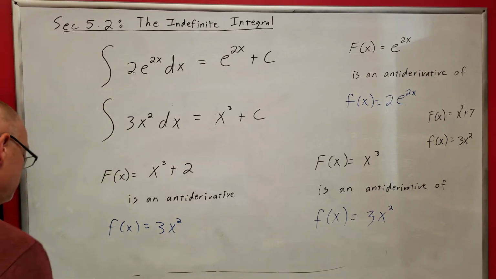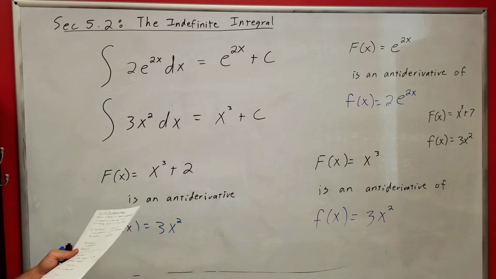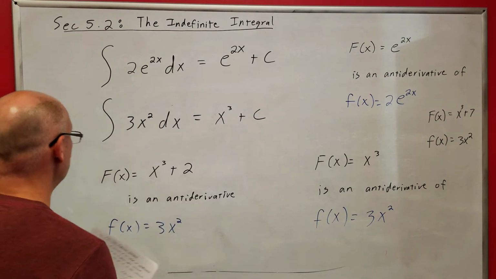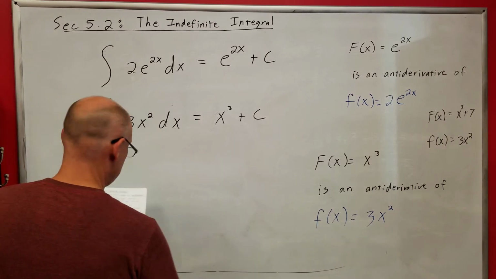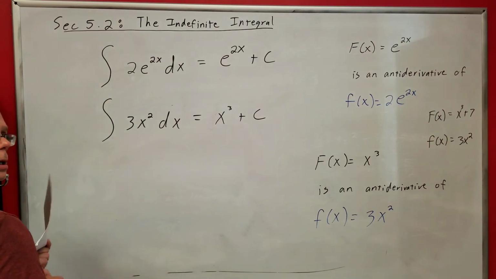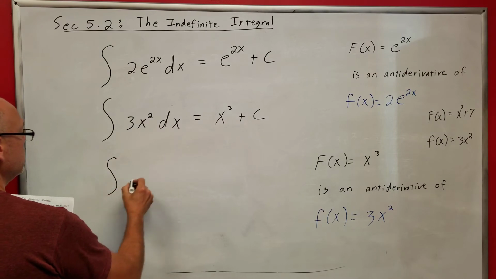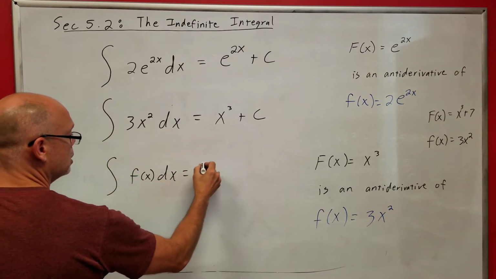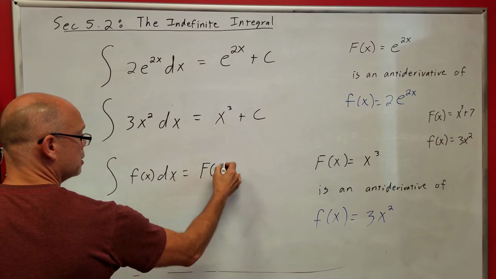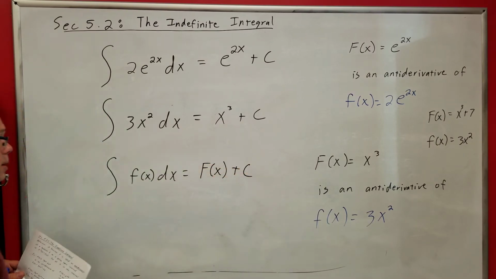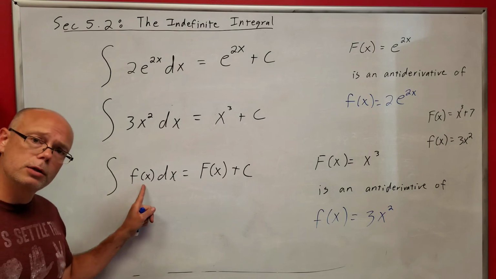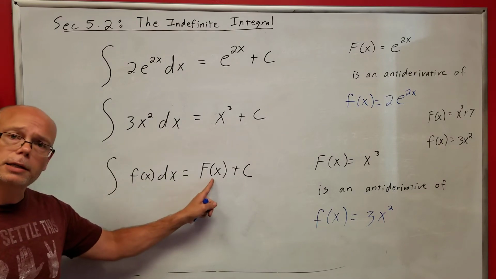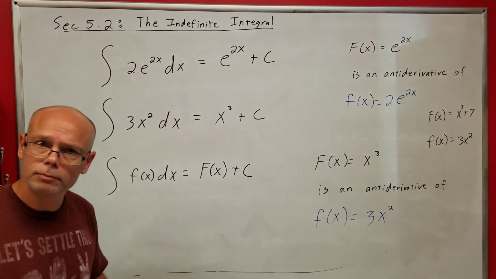In fact, your book talks about the process of finding antiderivatives is called antidifferentiation or integration. And they write it this way. They write, let's suppose that we have the integral of f of x dx like this. They call it capital F of x plus C. And then they say, okay, here's your derivative function. There's your antiderivative function, okay?